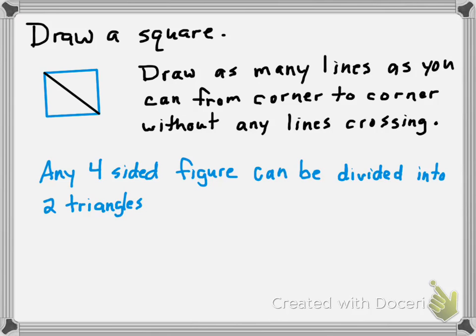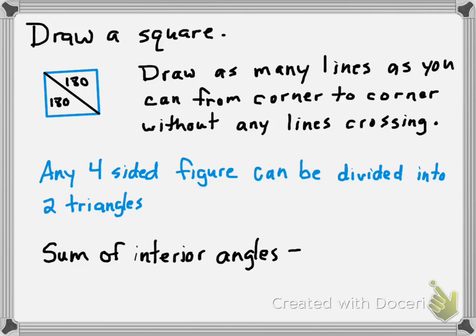Okay? So, now what do we know about these two triangles? Well, the interior angles all add up to 180. So that means we have 180 degrees in this triangle, and we have 180 degrees in that triangle. So what does that tell you that we have in the square? That tells me that we have a sum of interior angles equaling 360, because 180 plus 180 is 360.